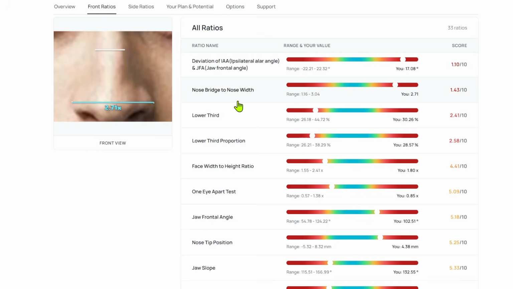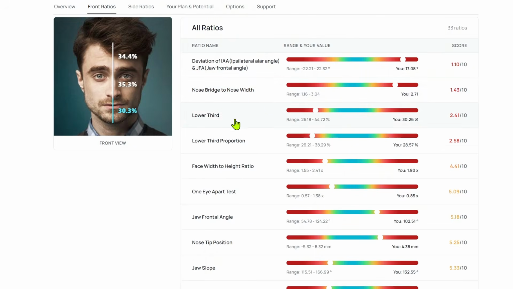His next score is his nose bridge to nose width, which is a 1.43 out of 10. Then his lower third at a 2.41. So obviously analyzing Daniel Radcliffe's face, this is his harmony with all his objective measurements marked out without his dimorphism, his height, his status, his voice, things like that.